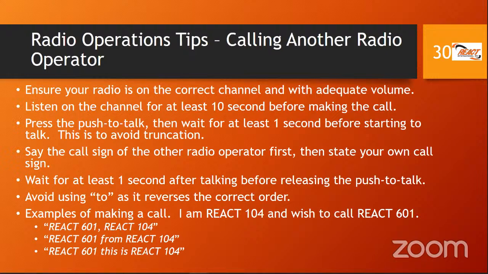Now you need to say the call sign. If you're making a call to another radio operator, you need to say the call sign of the other radio operator first, then state your own call sign. An untrained radio operator tends to do the opposite. They tend to say their call sign to the other radio operator. So once you're using the word to, that's how you know that you are not in the right sequence. From would be a better word to use. So when you're calling that radio operator, make sure you are using your call sign first and the other person call sign after.